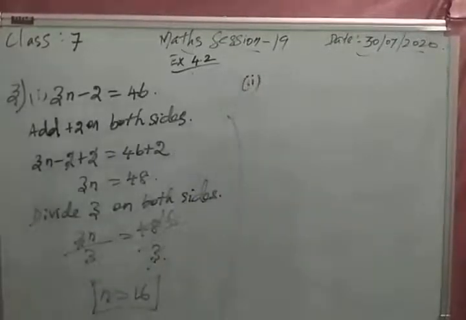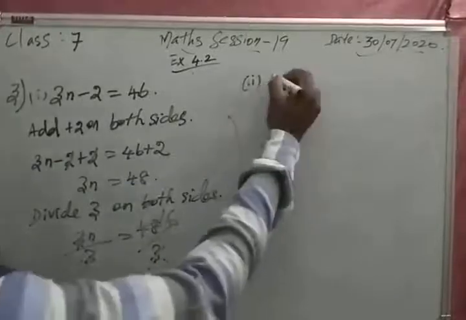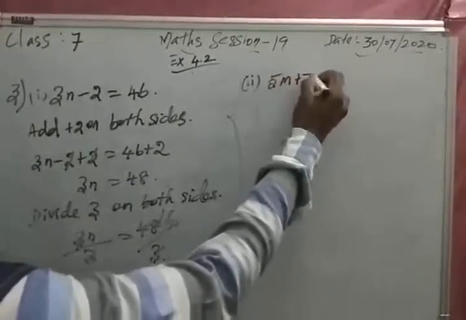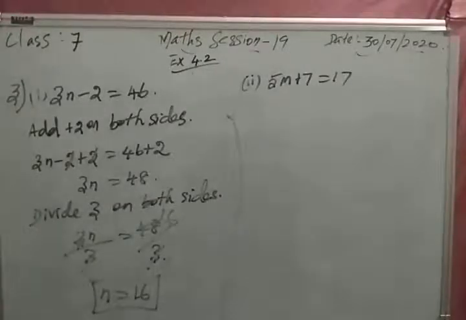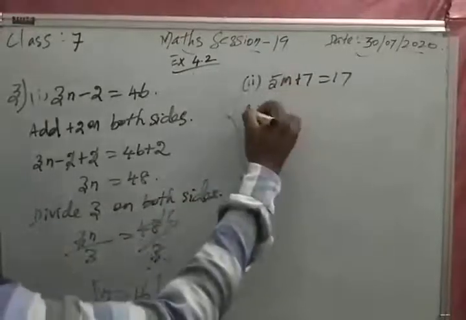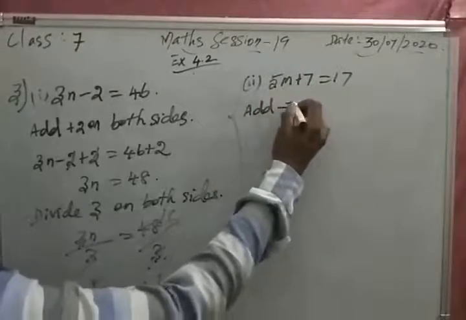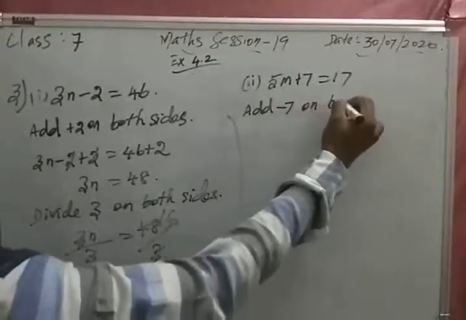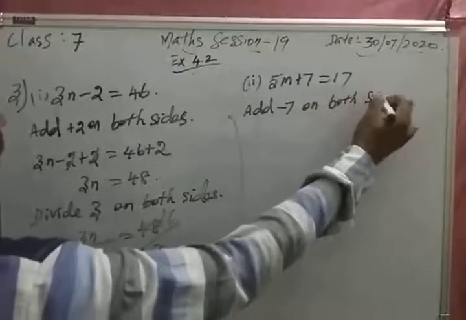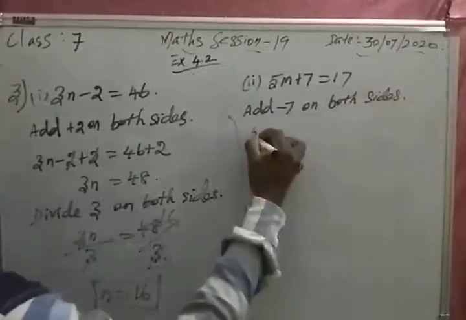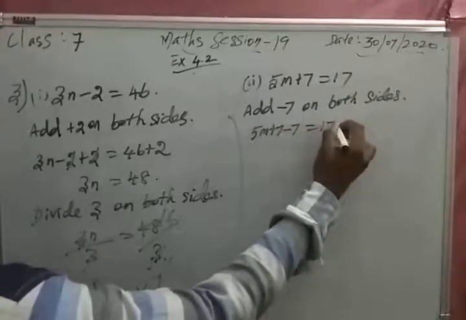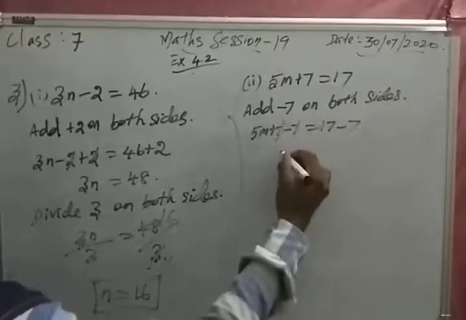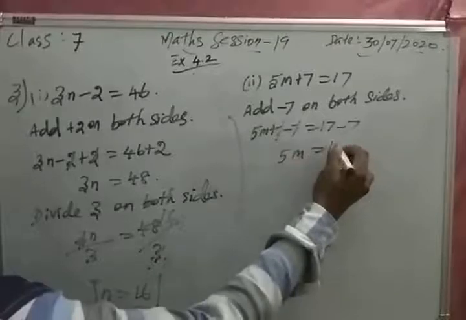What is the second question? We have given 5m plus 7 is equal to 17. So first, since plus 7 is there, we can add minus 7 on both sides. So 5m plus 7 minus 7, 17 minus 7. So 5m is equal to 10.